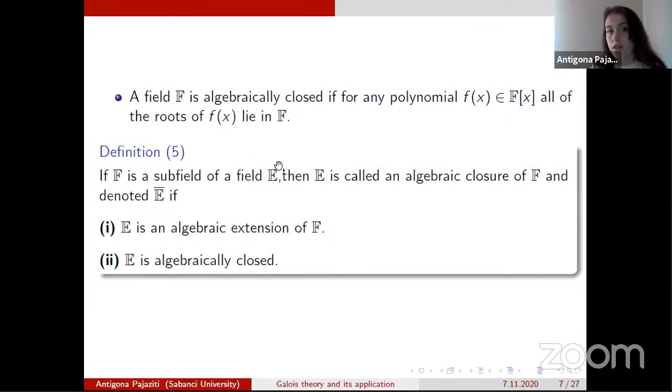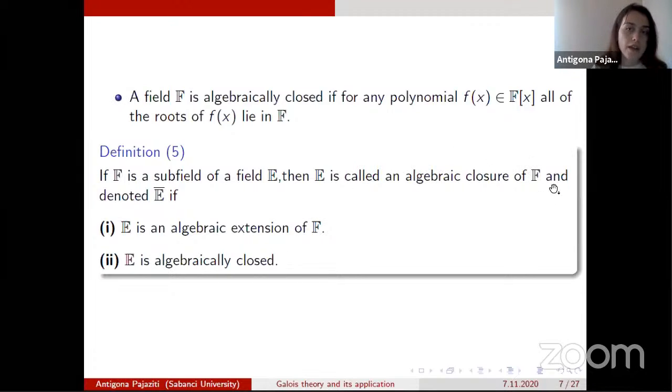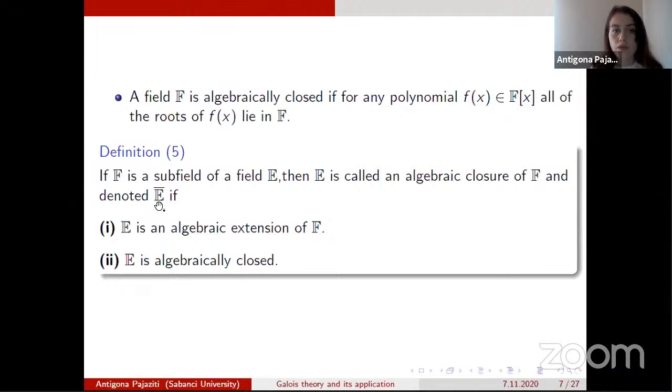Now, an extension E of a field F is called an algebraic closure of F if it has these two properties: it is an algebraic extension of F, and it is algebraically closed. Every field F has an algebraic closure, and the algebraic closure of F is unique up to isomorphism. We denote it by F bar here.